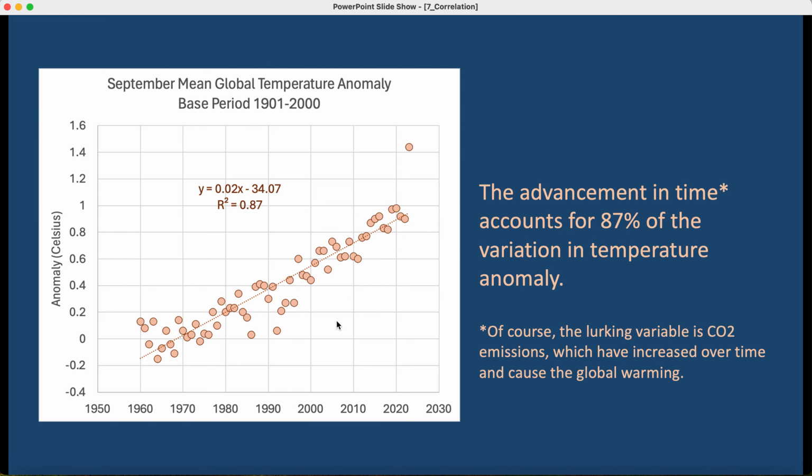Now, an important point is that a strong correlation does not necessarily mean that there's a cause and effect. And that should be somewhat obvious here, because time by itself is not causing the temperature to rise. There's a third factor here, a lurking variable, like we talked about in week 1. And that lurking variable, in this case, is CO2 emissions, because over time, CO2 emissions go up, and as CO2 emissions go up, the anomaly goes up, because there's a direct cause and effect between carbon dioxide and how much heat the atmosphere retains.